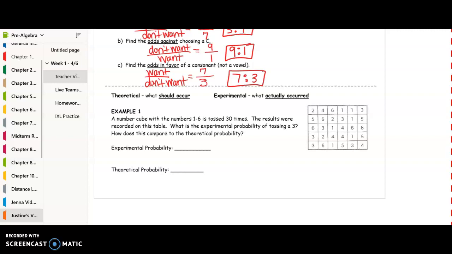So in this example, it says a number cube with the numbers 1 to 6 is tossed 30 times. The results are recorded in the table. Okay, what is the experimental probability of tossing a 3? How does this compare to the theoretical probability? So first of all, they want the actual experimental probability. So we're going to use this table here. So somebody tossed a number cube 30 times, and these are the results that they got. Okay, so we're looking for the probability that they tossed a 3. So we're going to circle everywhere where we see a 3.